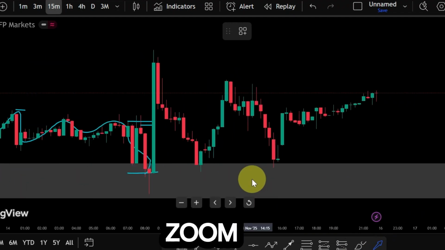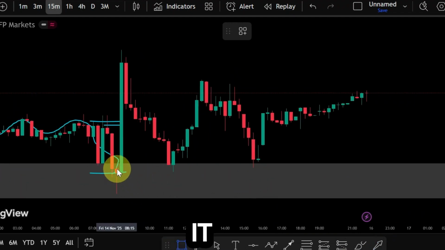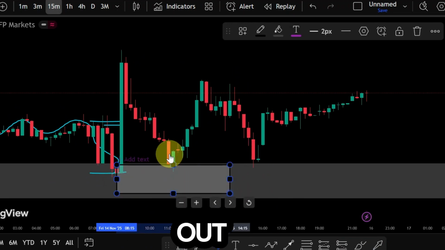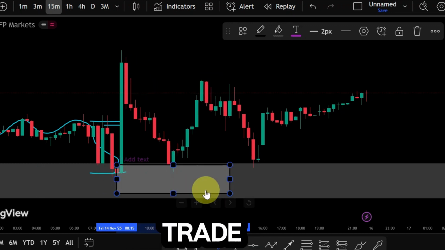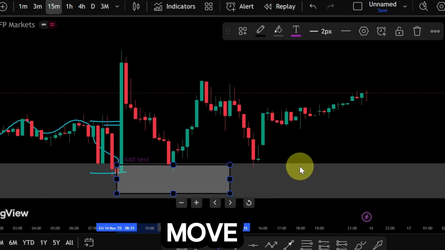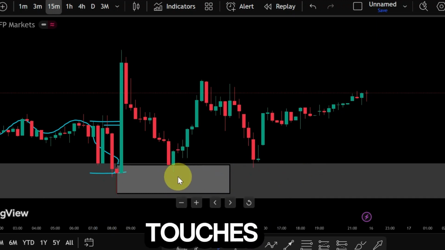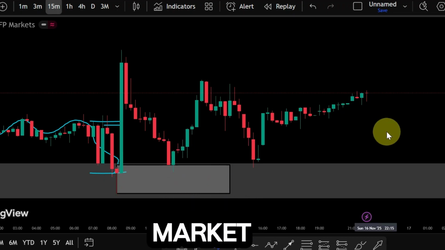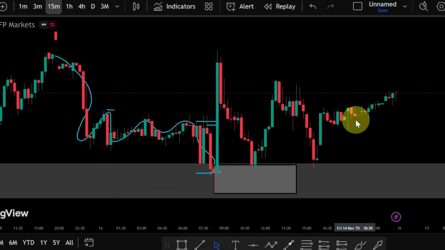So if I zoom this out, I'm going to see this small red candle. So this is the order block that caused it. All I need to do is simply draw the order block out. Once you draw it out, then wait for price to retrace into this particular place, then we could take our trade. And as you can see, if I move, let me click this, you can see that the wick actually touches this particular order block. For me, we can simply take our trade. The market is not moving, that's why I'm not showing this moving, but this is how we would have done it.